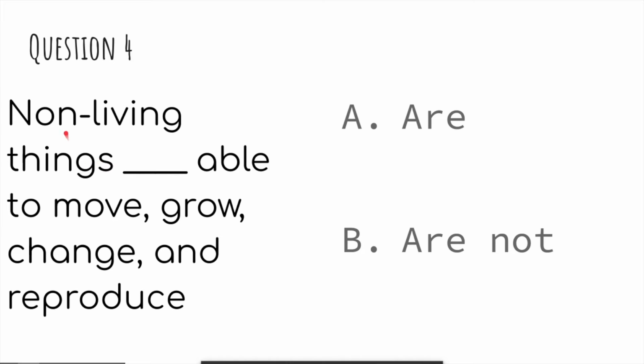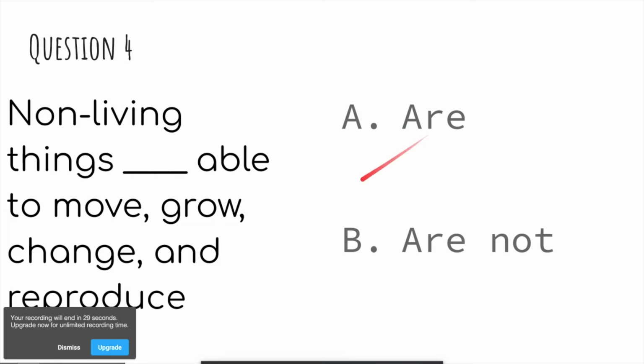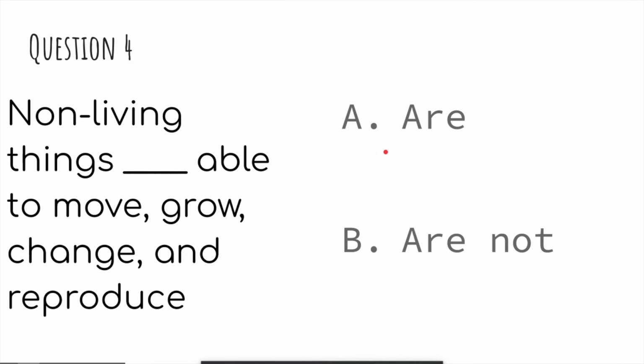Question 4 is asking about non-living things. Non-living things, blank, able to move, grow, change, and reproduce. Is it A, non-living things are able to move, grow, change, and reproduce? Or is it B, non-living things are not able to move, grow, change, and reproduce? If you said B, that is correct. Non-living things are not able to move, grow, change, or reproduce. Let's move on to question 5.